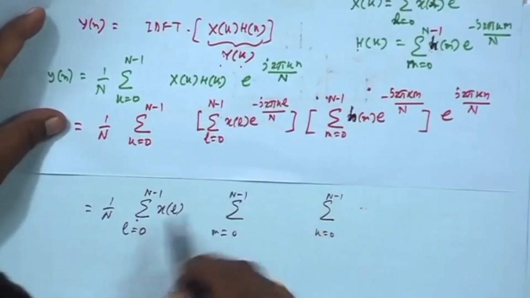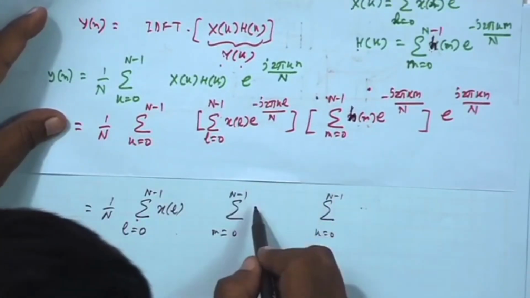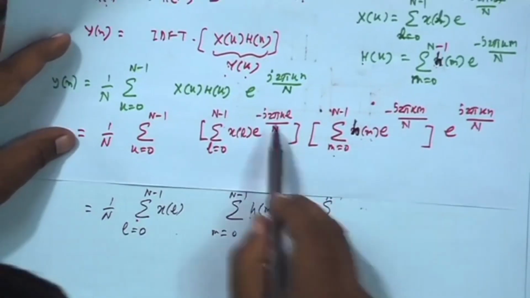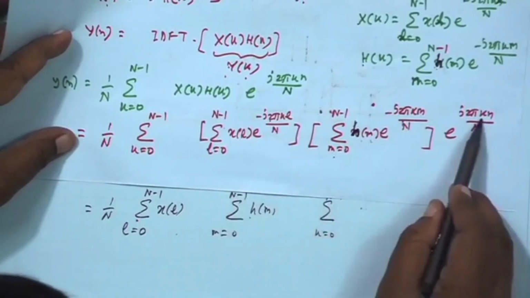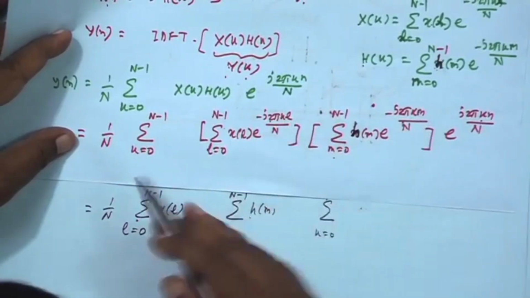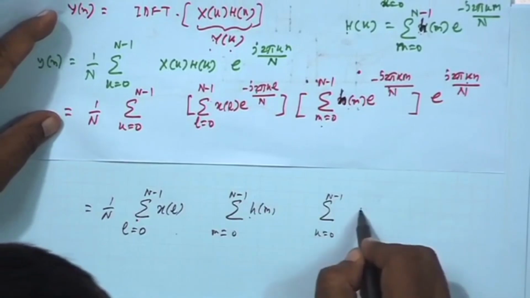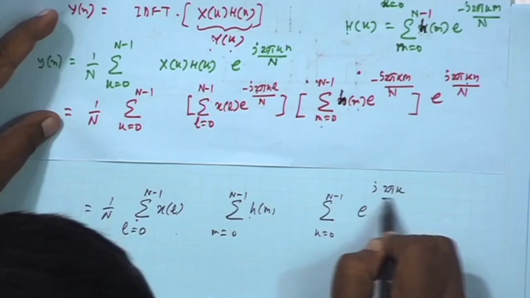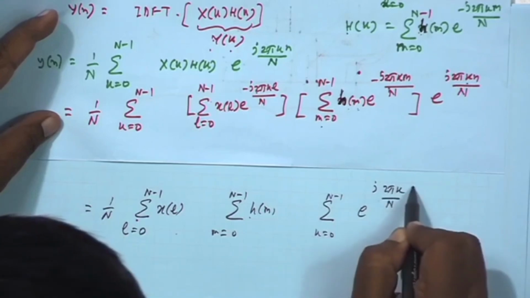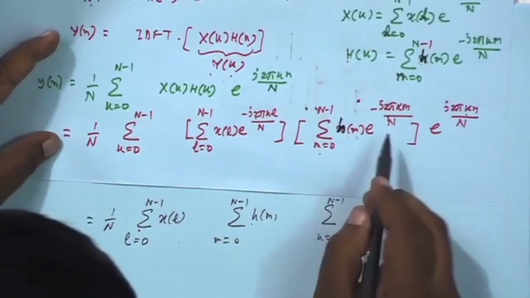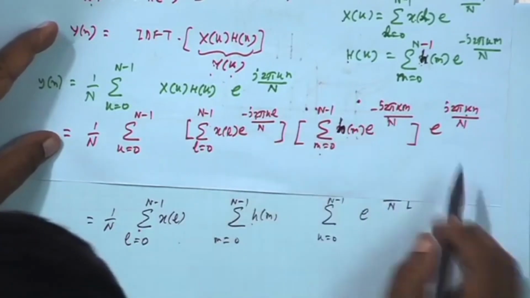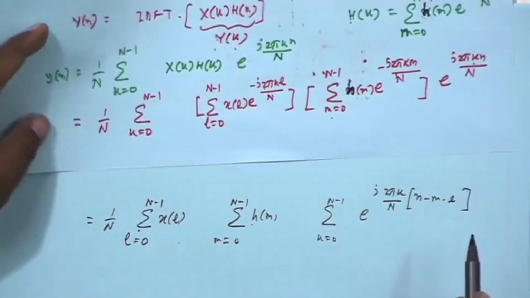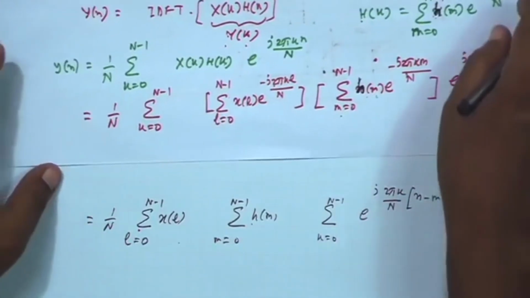So, this x[l] came here, and h[m], because it depends on m, comes in this. But these exponentials are all functions of k, so they go inside. So, you have got e to the power j 2 pi k by N into small n minus m minus l. All right.